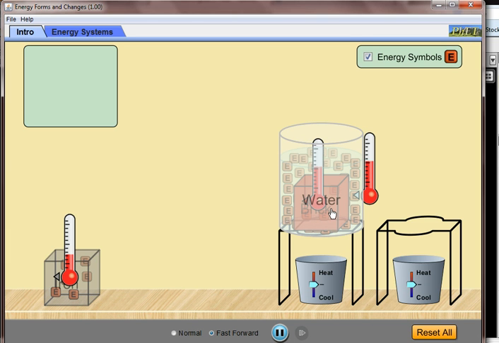Different objects need different amounts of thermal energy to stay at the same temperature. Brick requires less thermal energy, whereas water would require more thermal energy to be at the same temperature. Are these things clear? Yes.